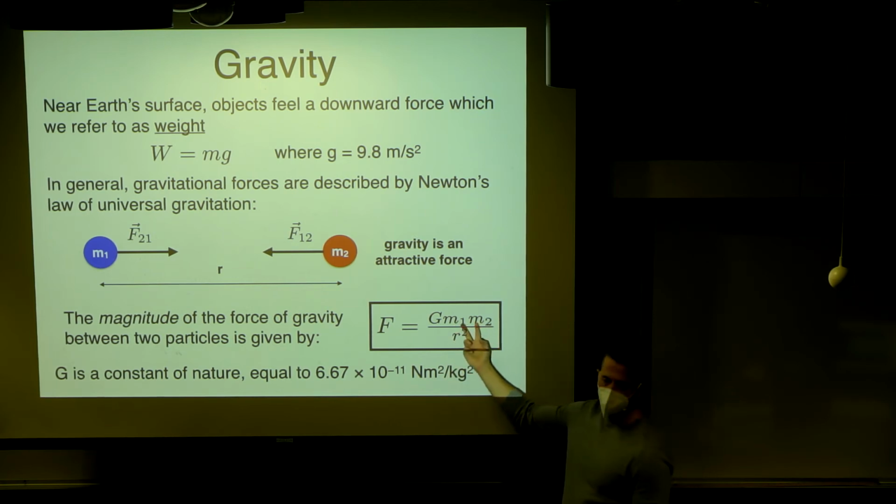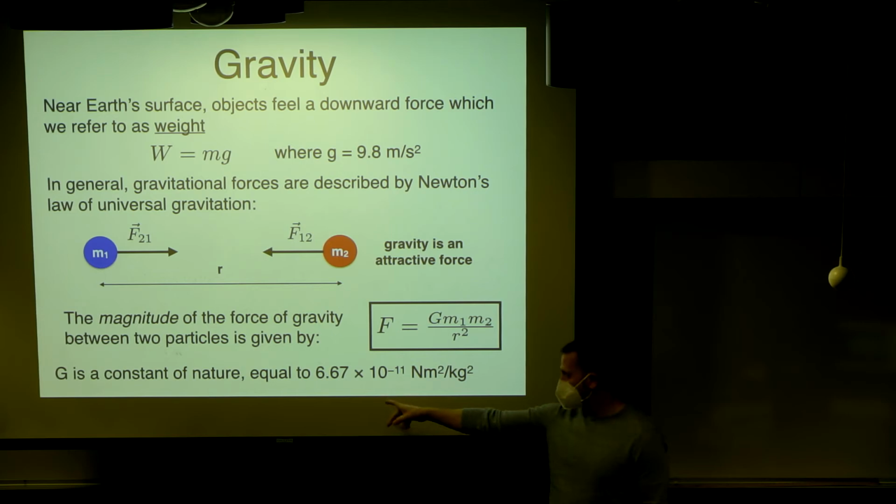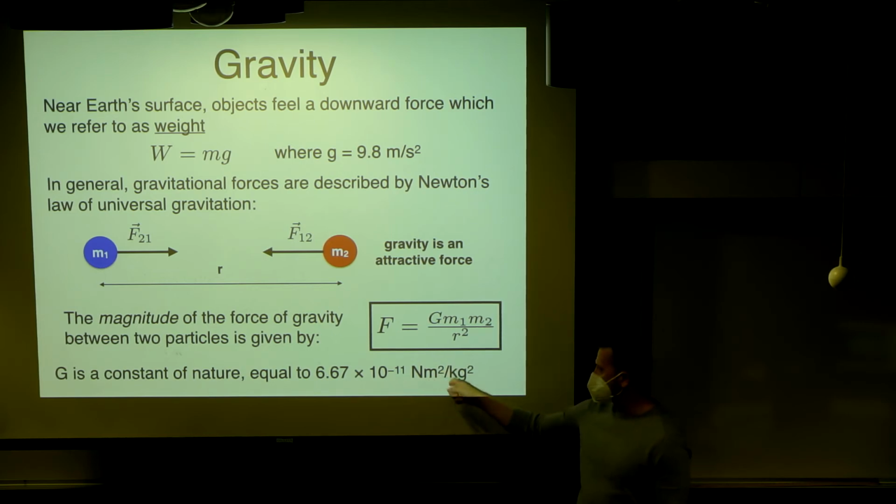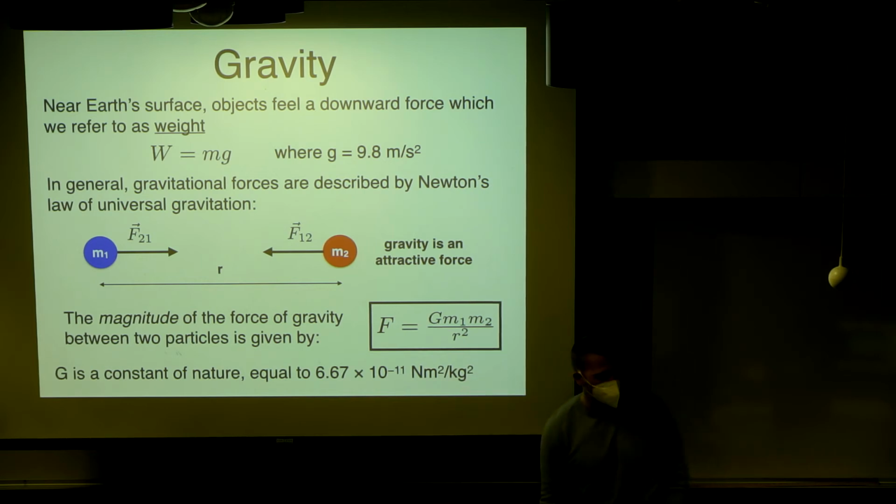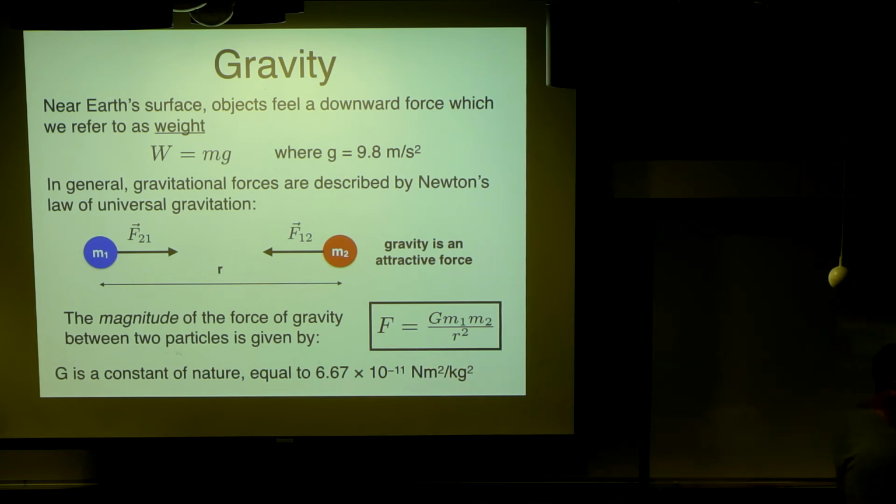So of course these are the two masses. R is the separation between the two. And this big G is a constant. It's equal to 6.67 times 10 to the minus 11 newtons meters squared per kilogram squared. Okay? So that's what we have.